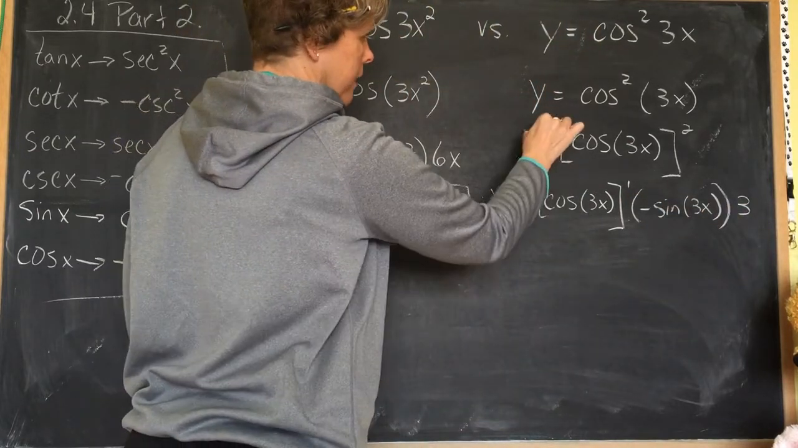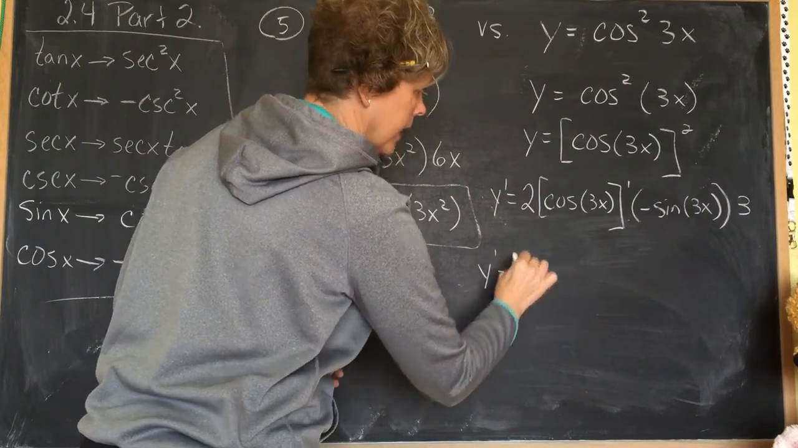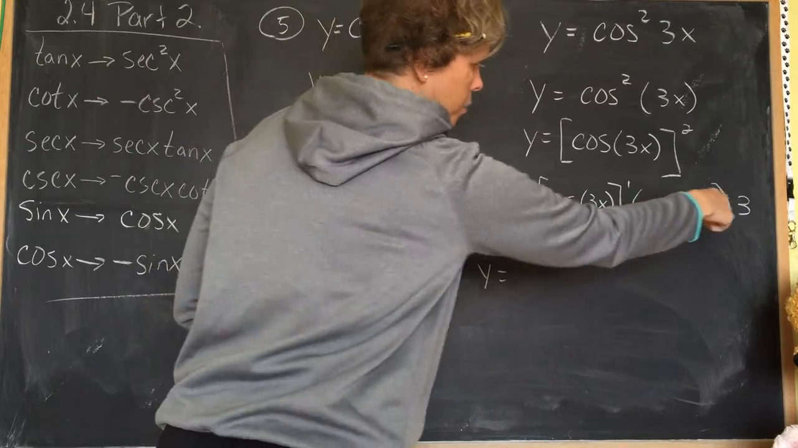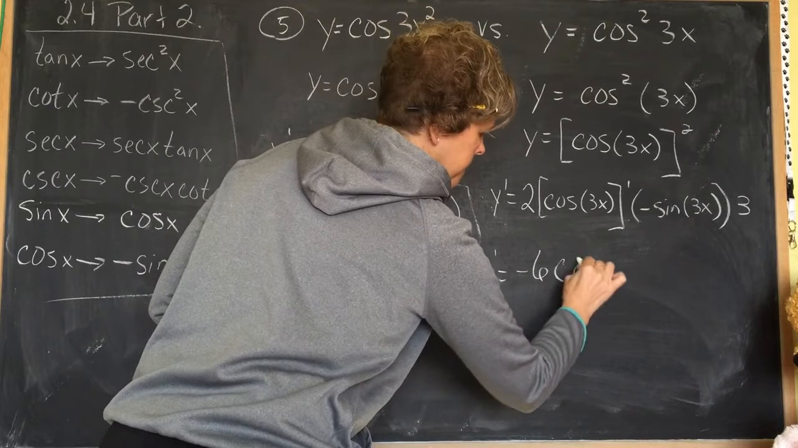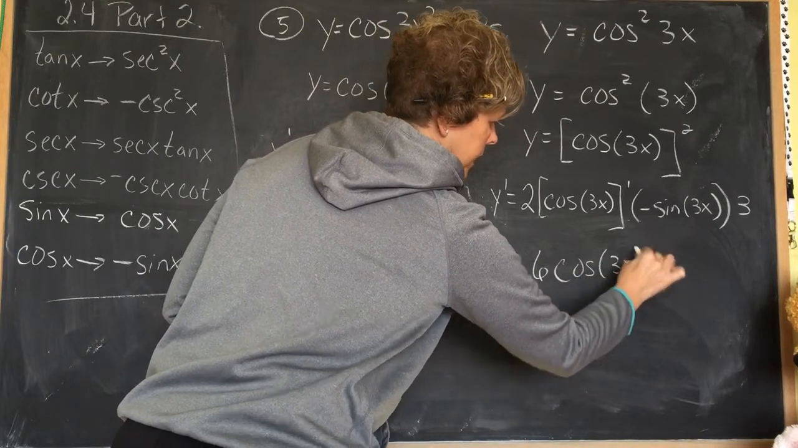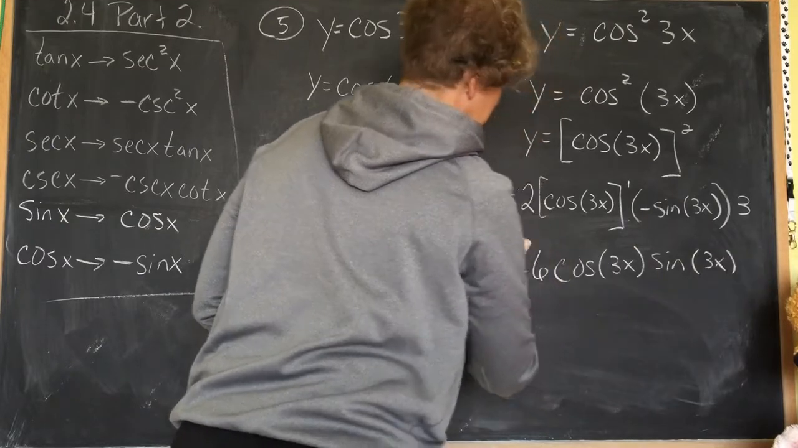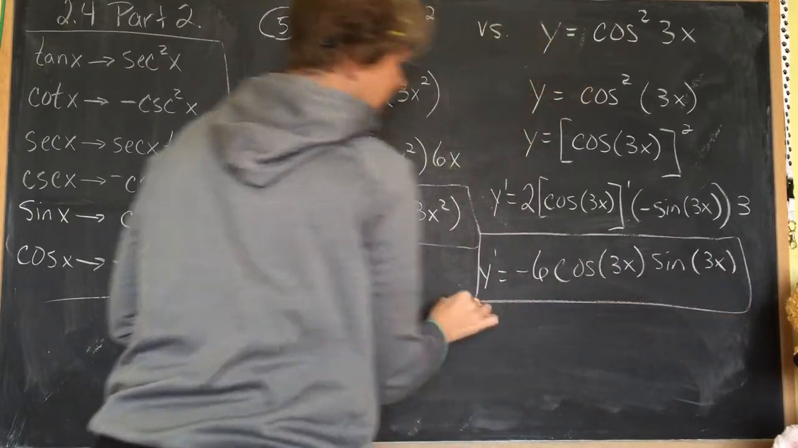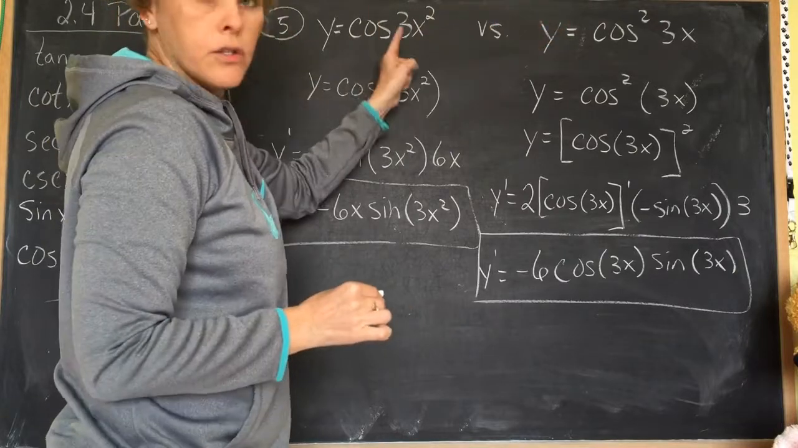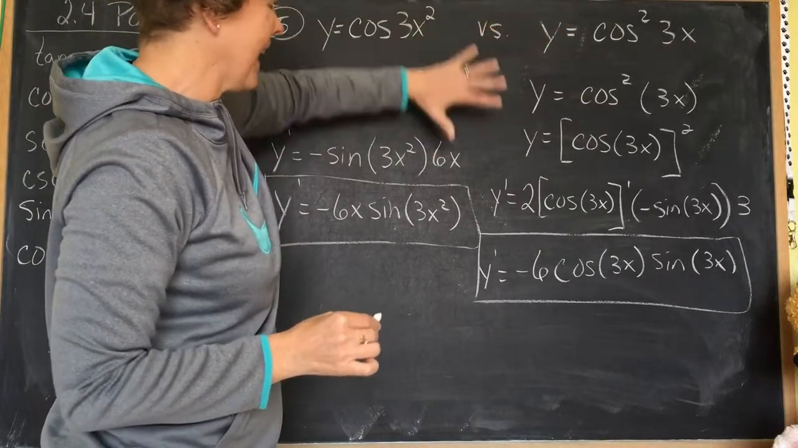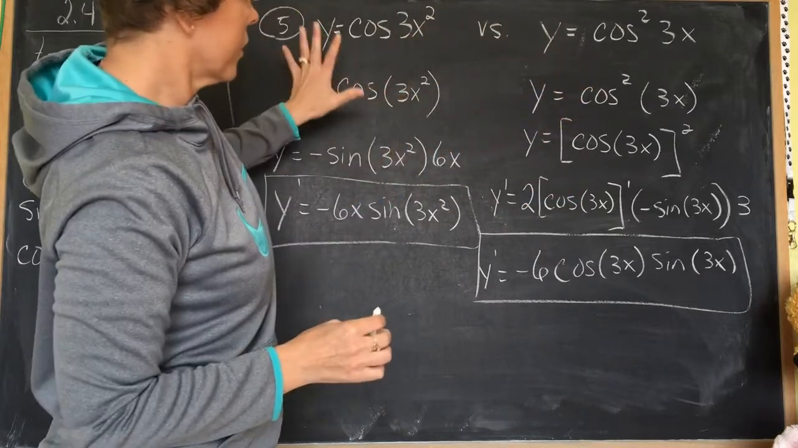So here, for my final derivative, I can multiply that 2, the negative 1, and the 3 together. So I get a negative 6 cosine of 3x sine of 3x. Recognize that these two problems are very, very different. I would have this problem handy when you're going through the homework so you can decide, wait, does it look like this or does it look like this?